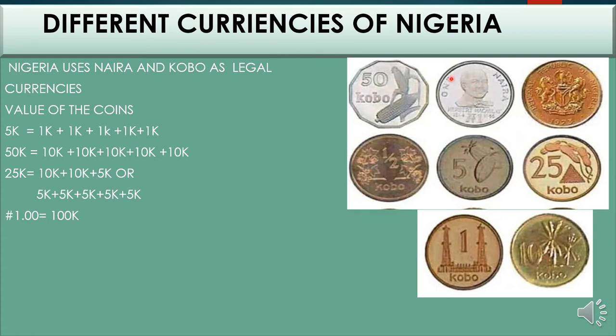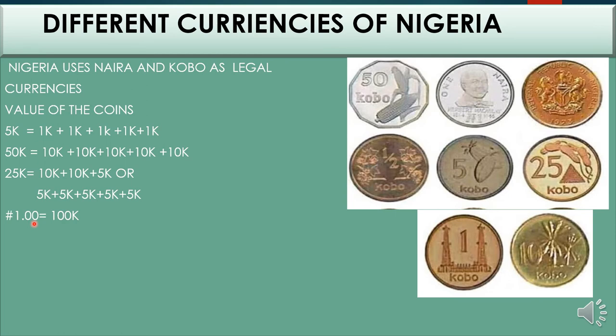So how do we get the biggest 1 naira coin? Now we said that to get 1 naira coin, we'll have to gather 100 kobos. For us to get just this 1 naira here, we have to gather 100 kobos. Now, let's look at the several ways that we can gather the 100 kobo to get 1 naira. You know, 100 is so big. Now, count to 100. You know how big it is.